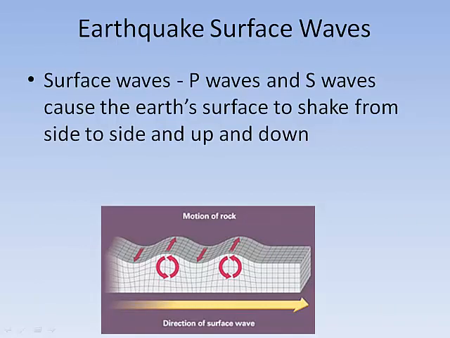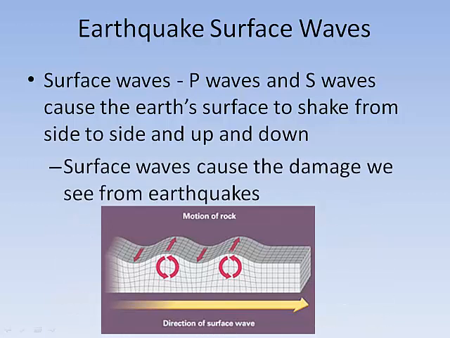Those are body waves. There are also waves that move along the surface when there's an earthquake. They cause the Earth's surface to move up and down and side to side. You can think of them as a combination of P and S waves. That's not entirely correct, but it is an easy way to think about it. Surface waves are what cause the damage that we see from earthquakes. When we talk about earthquake damage, we're going to learn that it's not the up and down motion, but the side to side motion that's the most damaging.